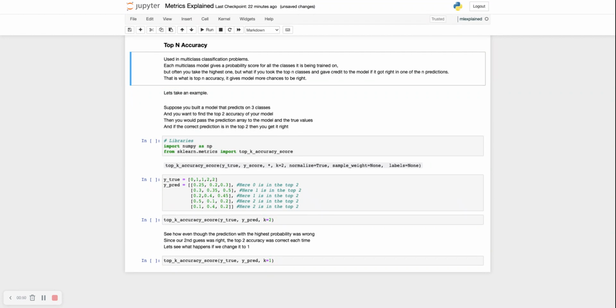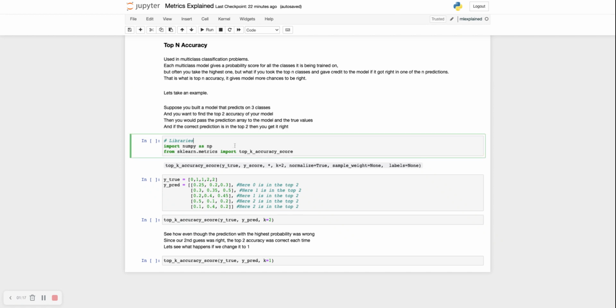You give it your probability and you give it the true answer, and if your answer lies in the top n which you set, then it will assume that it is correct, right? So let's take an example. Suppose you built a model that predicts only three classes and you want to find your top two accuracy, so whether the right answer is within the top two predictions of your model or not. If it is correct in the top two, it says okay, and if it is not, it doesn't.